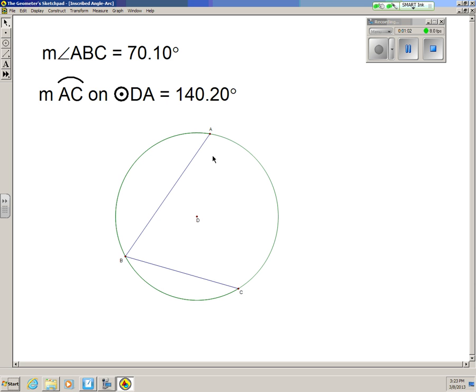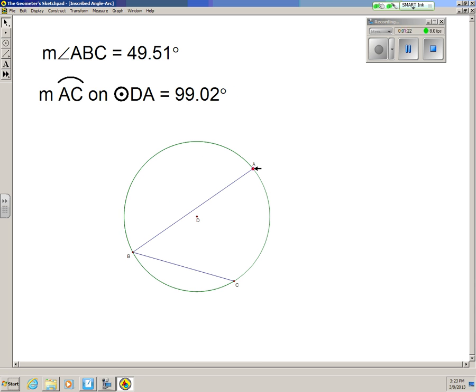If you take a look right now, you've got inscribed angle ABC. It sits inside arc AC. Right now, if we just look at the whole numbers, the measure of the angle is 70 and the measure of the arc is 140. Well, what's the relationship? 70 is half of 140, or 140 is double 70.